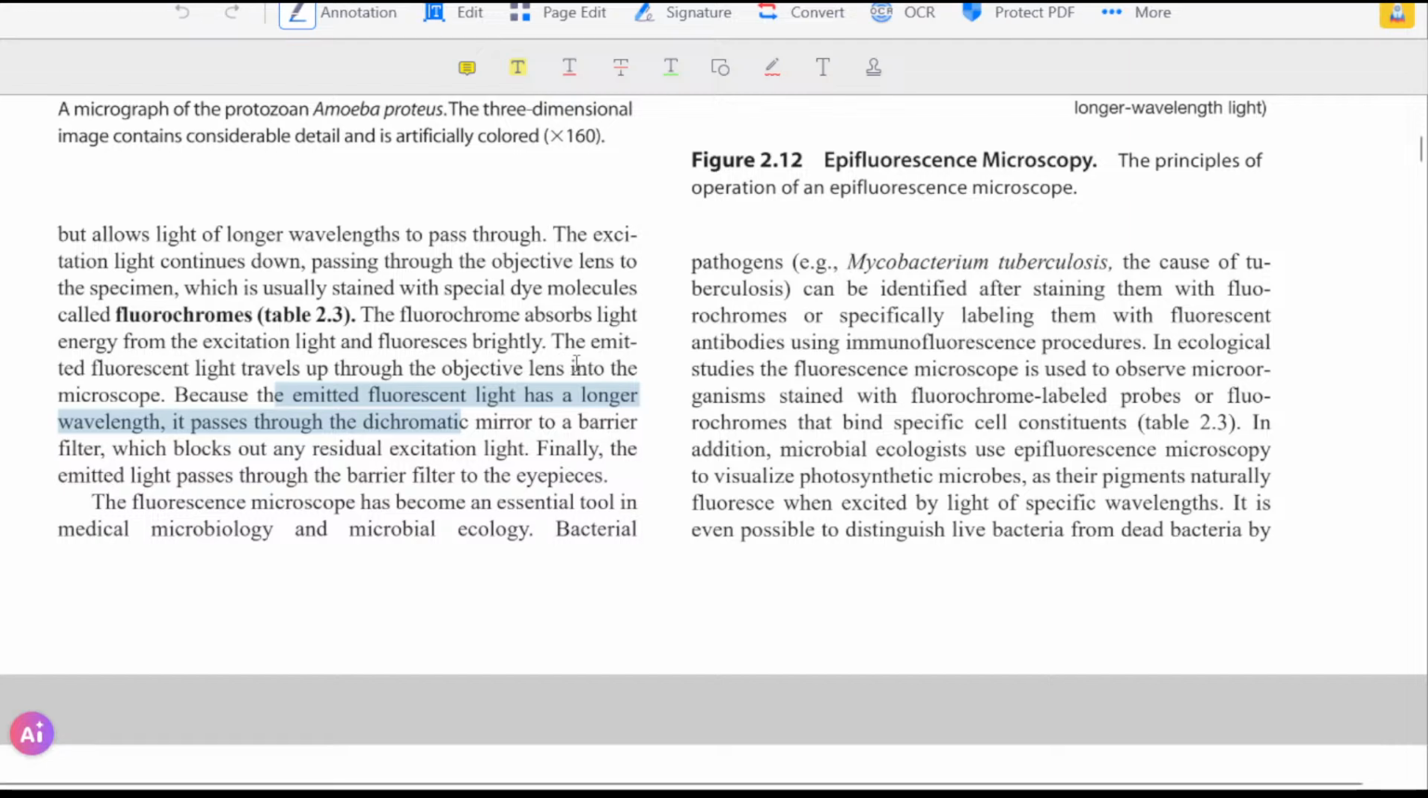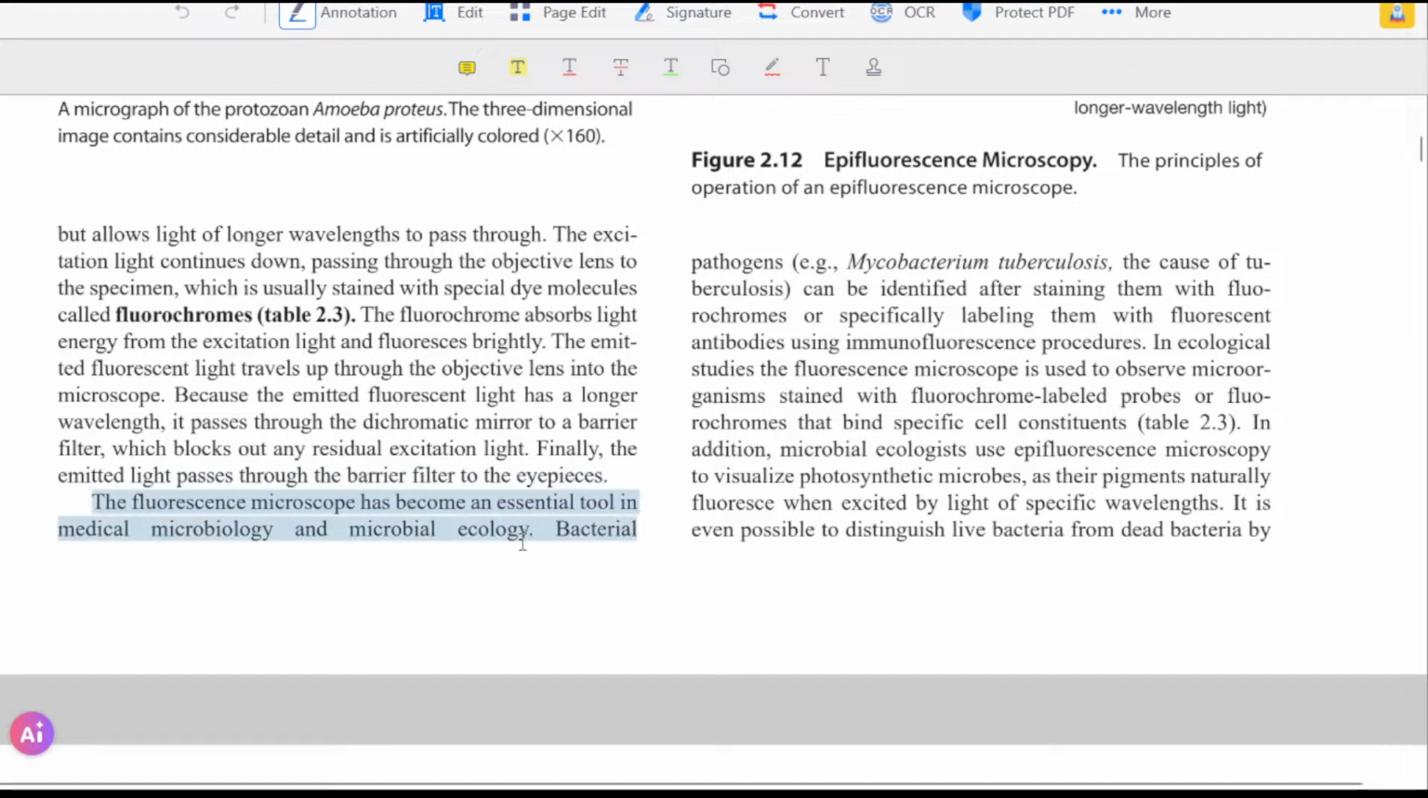So when it is reflected back to that mirror, it isn't reflected. It is passed through it because it is of longer wavelength. And it doesn't act as a barrier. It only acts as a barrier for the shorter wavelengths. So in this case, it kind of acts as a filter. It only allows the longer wavelength light to pass through. So it blocks out any residual excitation light. Finally, the emitted light passes through the barrier filter to the eyepiece. Alright, it goes to a further filter, that is the barrier filter, and to the eyepiece.